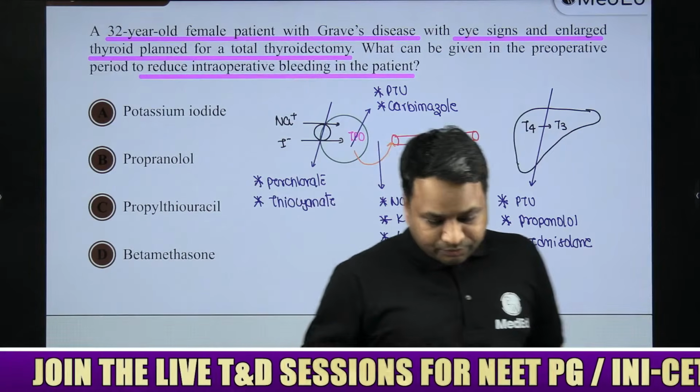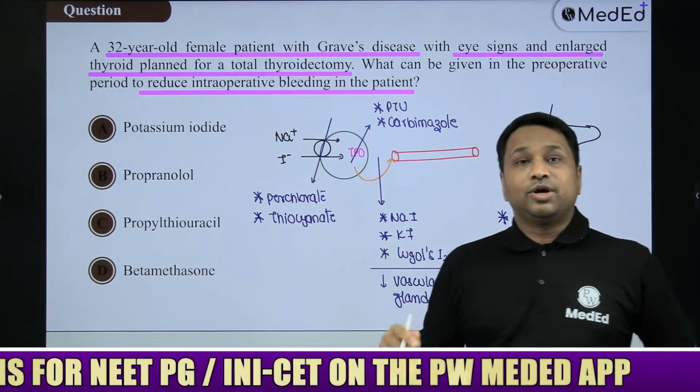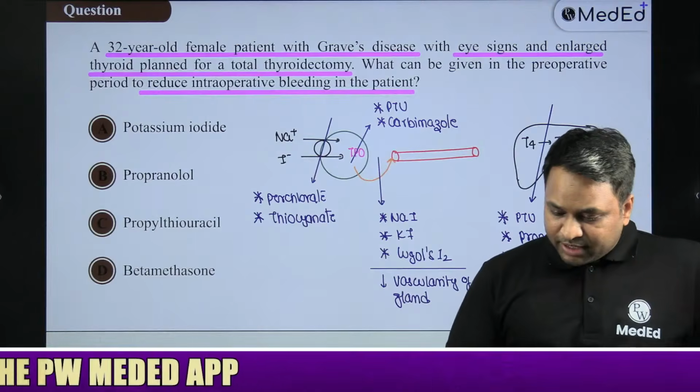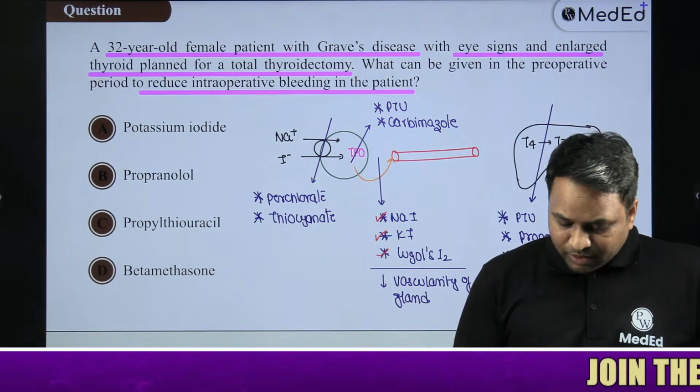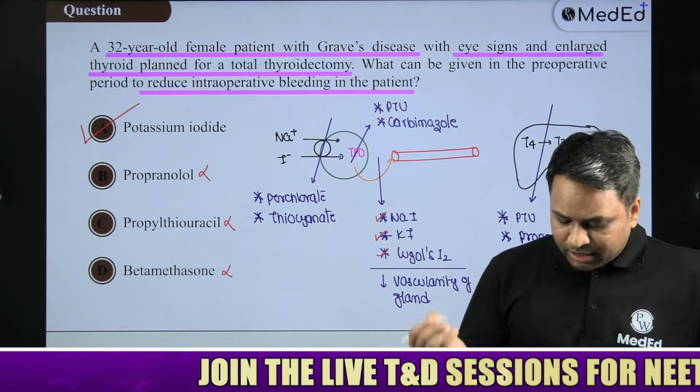Now, I want the intraoperative bleeding to become less, so I have to reduce the vascularity of the gland. Which drug reduces the vascularity? We have already read it. It is sodium iodide, potassium iodide, Lugol's iodine. Fine, potassium iodide is here. Answer is here. It is not propranolol, not propylthiouracil, not betamethasone.